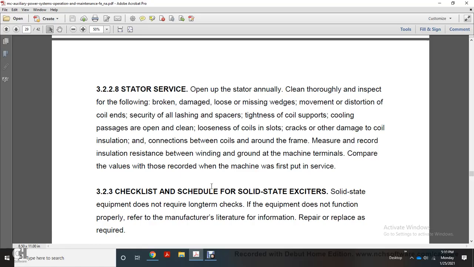Check the schedule for the solid state exciter. Solid state equipment does not require a long-term check. If equipment does not function properly, refer to the manufacturer literature for information. Repair and replace as required.